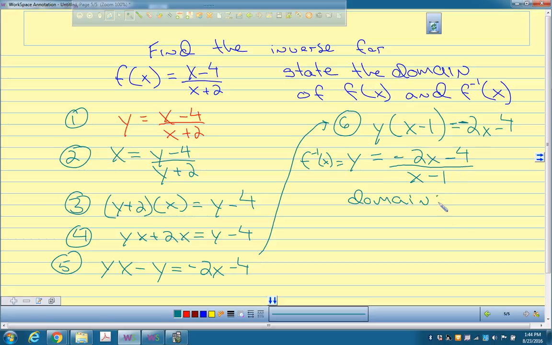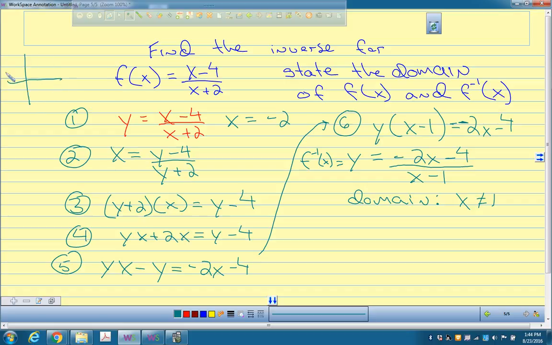What's the domain? x cannot be equal to 1. What's the domain of the original? x cannot be equal to negative 2. Now, you know what the range is? What's the range? The possible y values. If I graph this function, did you guys do rational functions? I don't know if you did.